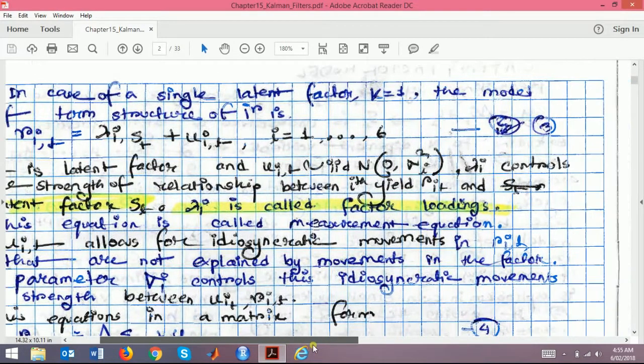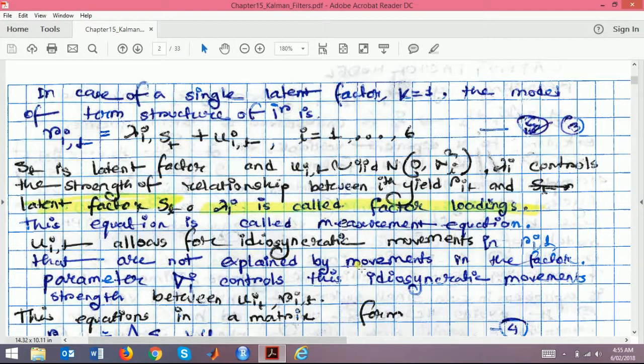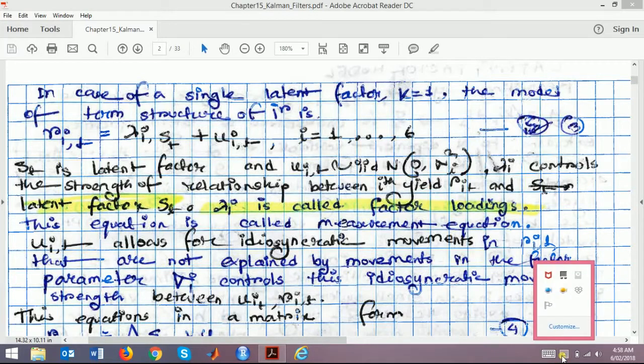In the case of a single latent factor, or k equals 1, the model of the term structure of interest rates becomes, in place of y, put Ri. The interest rate at time t is Ri,t equals lambda i times st plus ui,t, where i is equal to 1 to 6. St is a latent factor, and the residual is IID with zero mean and sigma square variance. Lambda i controls the strength of the relationship between the ith yield and the latent factor st. So lambda i here is called a factor loading.